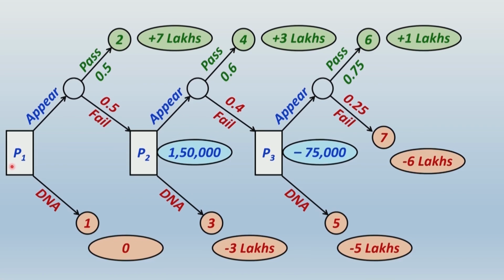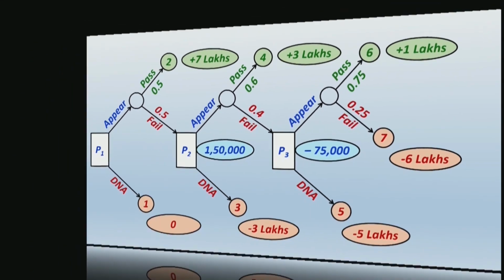If appeared, there may be two outcomes, pass or fail. Pass and fail, each of these outcomes have probability of 0.5. So the EMV if appeared will be 7 lakhs into 0.5 plus 1,50,000 into 0.5. Correct? If not appeared, then it is 0. Then we compare that EMV with 0 and we will see whichever is better and accordingly take the decision. So let us move ahead and write up that working.